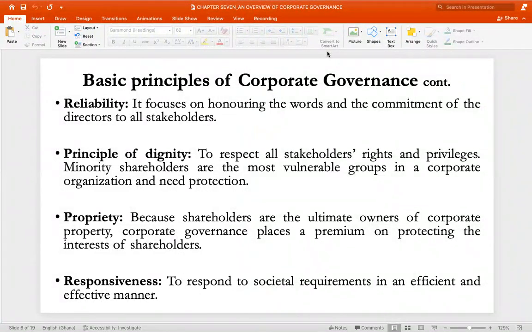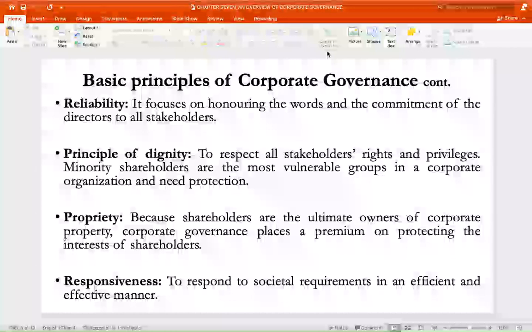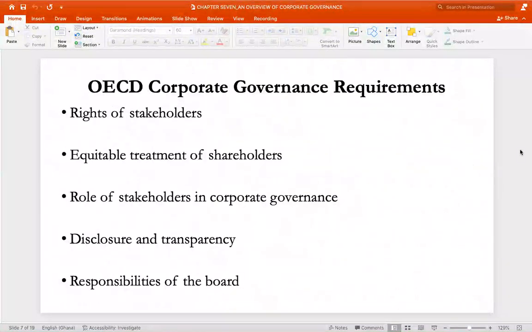Then the last bit, which is related to responsiveness, is to respond to societal requirements in an efficient and effective manner. So yes, we have to protect shareholders and their interests, but that is not the end. We have the concept of corporate citizenship, where you are not just there to take from society, but you are also there to address the needs of society. So one of the underlying principles of corporate governance is to be responsive to the needs of the society and the community within which you operate. Okay, so those are the general ones.